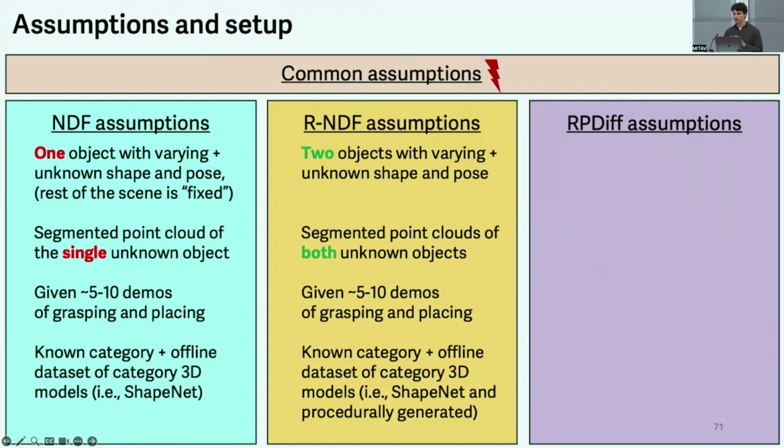The setup is almost identical as before, except now we have two objects, each with unknown shape and pose. So we now have a segmented point cloud of both of those objects, and we assume we know which segment corresponds to which object.